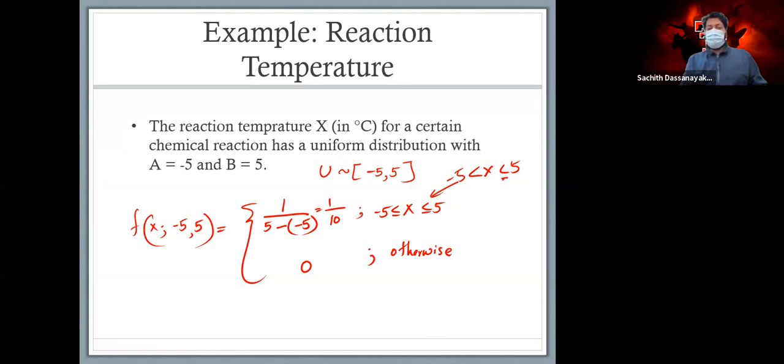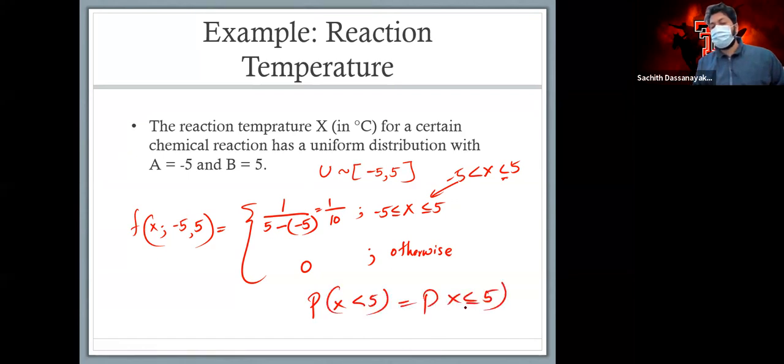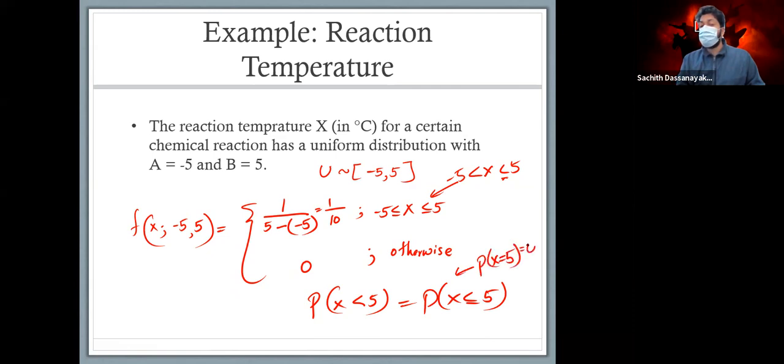In any case, you can simply write probability of x less than 5, which is exactly the same as x less than or equal to 5. It doesn't change because probability of x equals 5, what's the value for this? 0. So equal doesn't matter here. Okay, so you have to compute x less than 0 and some kind of range.